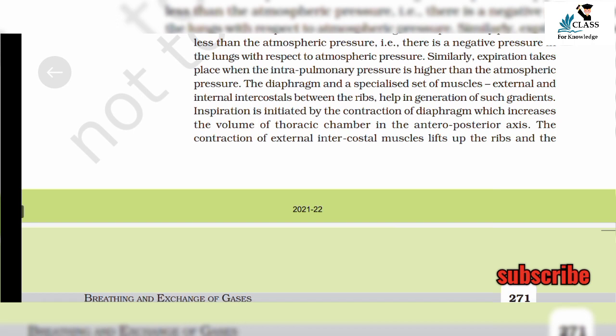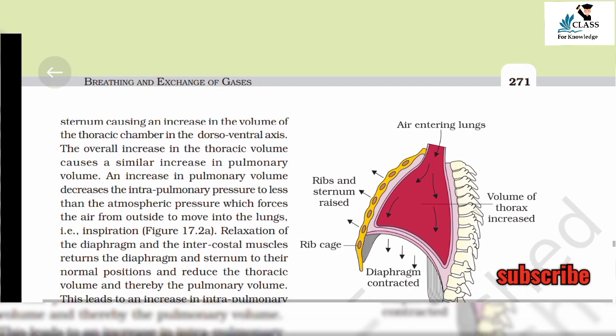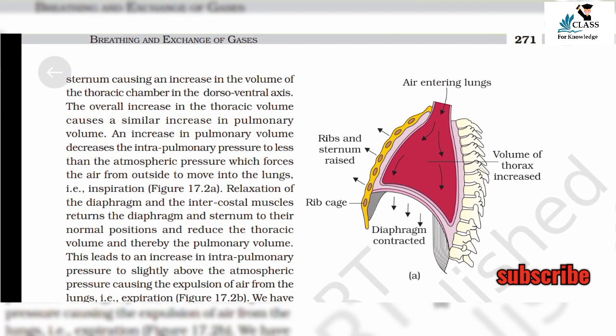The diaphragm and a specialized set of muscles, external and internal intercostals between the ribs, help in generation of such a gradient. Inspiration is initiated by the contraction of the diaphragm, which increases the volume of the thoracic chamber in the anteroposterior axis. The contraction of external intercostal muscles lifts up the ribs and the sternum, causing an increase in the volume of the thoracic chamber in the dorsoventral axis.